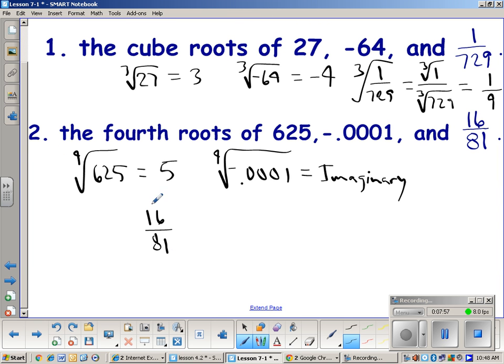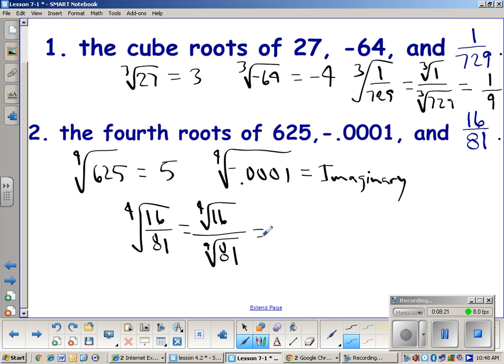81, the 4th root of that is going to be the 4th root of 16 over the 4th root of 81. So we can break that fraction into individual 4th roots. And so, Audrey, what's the 4th root of 16?